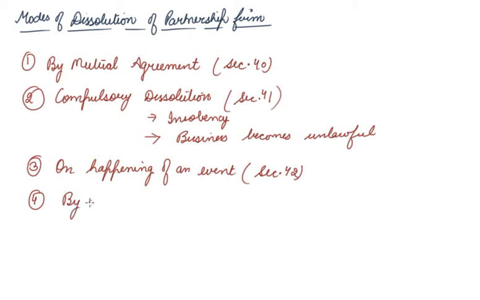By notice. Section 43. Now, when the duration of the partnership firm is not fixed and it is at will, any partner by giving notice to other partners can dissolve the firm. So by giving notice, one partner can give notice to the other partners and there can be a dissolution of the partnership firm. Then, by order of the court.